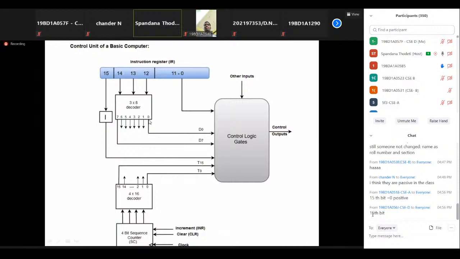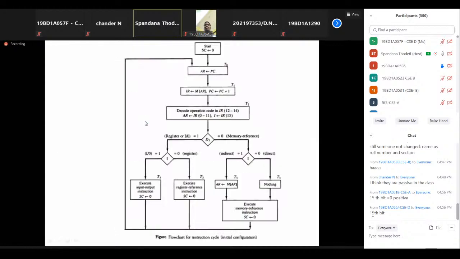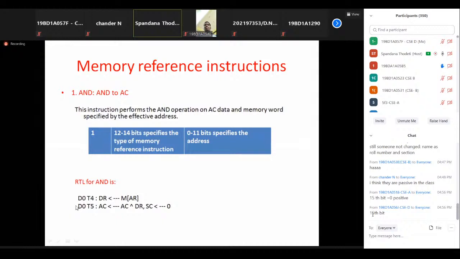Right? So which instruction is given for which decoded line of this decoder? If it is D0, then the AND operation is executed. When you choose D0, the AND operation is executed. To perform the AND operation, you require two values. One value is present in the accumulator. The second data comes from a memory location. Here bits 0 to 11 specify the address, right? The address field specifies from which memory location you need to retrieve the required data.